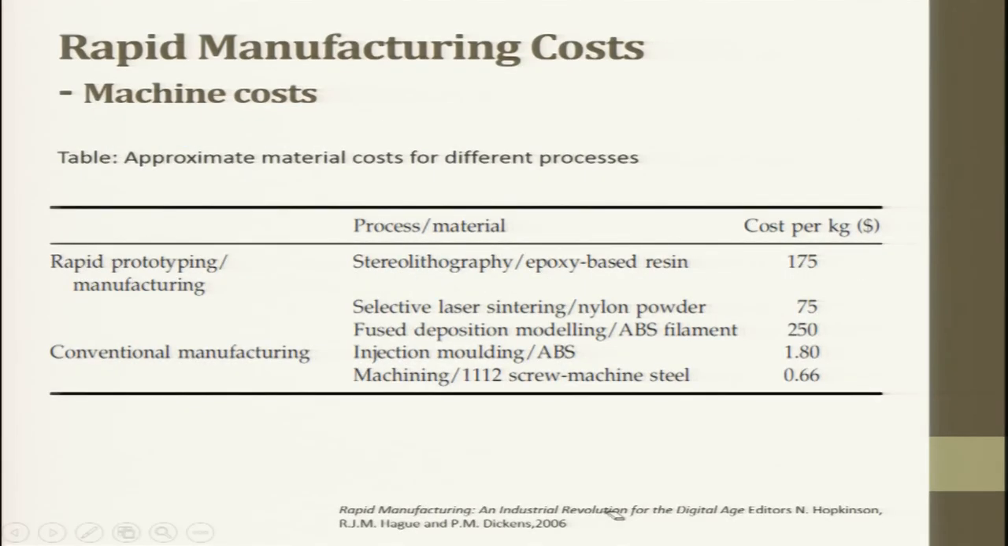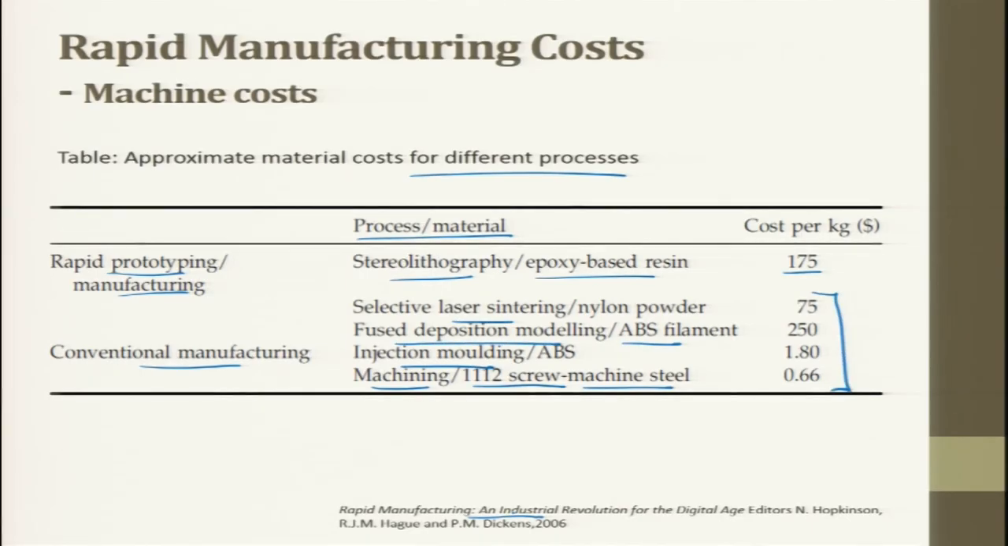This chart represents the cost for different processes, taken from a study in this book. These are the processes and materials. This is rapid prototyping, rapid manufacturing, and this is conventional manufacturing. For rapid prototyping, stereolithography and epoxy resin were taken as the process and material. It took $175. For conventional manufacturing, machining with 1112 screw machine steel was taken, and injection molding was taken. For fused deposition modeling, ABS filament was taken. So, these were the costs per kg.